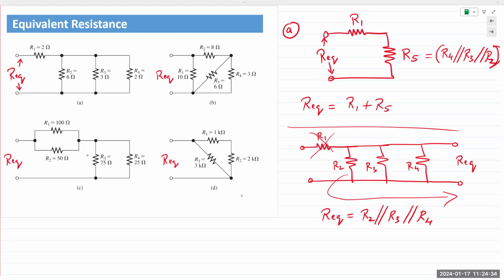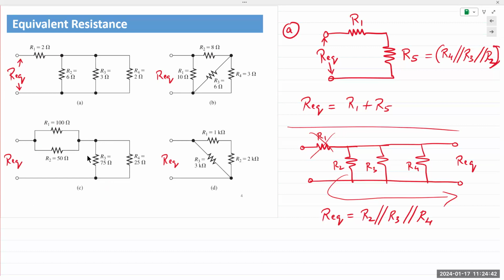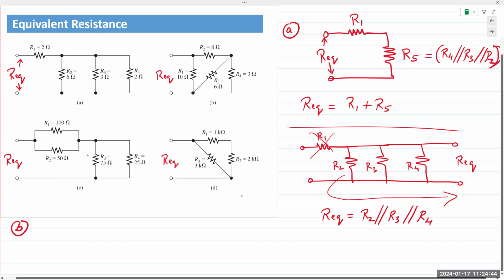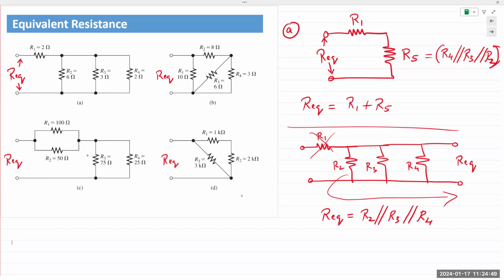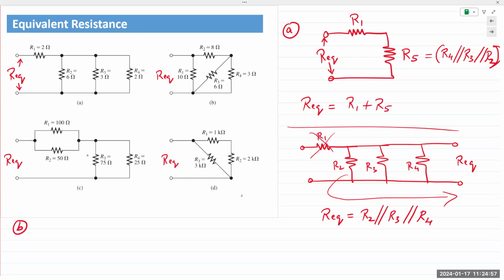So C is straightforward, so I won't cover it now in class. How about B and D? What do you see about B? In B, I have REQ measuring from the right. From the left. I start at the farthest end, which is R4, and I move towards the front.